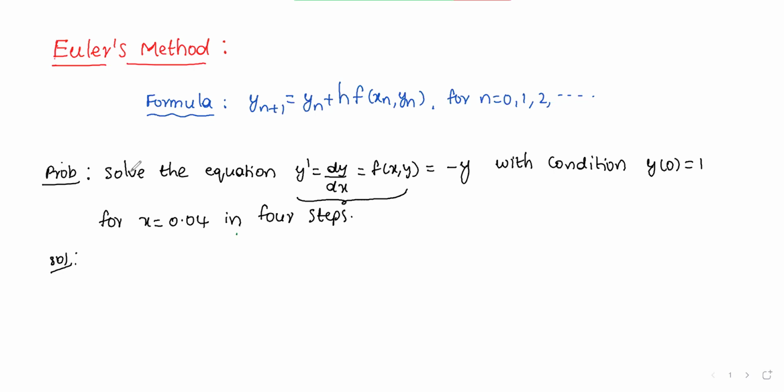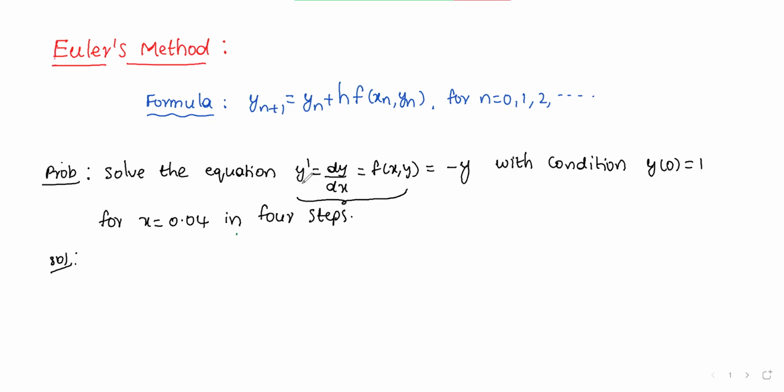Today I am discussing the topic Euler's method formula. Yn plus 1 is equal to yn plus h into f of xn comma yn, for n is equal to 0, 1, 2, 3 and so on. By using this formula, I will solve two problems.